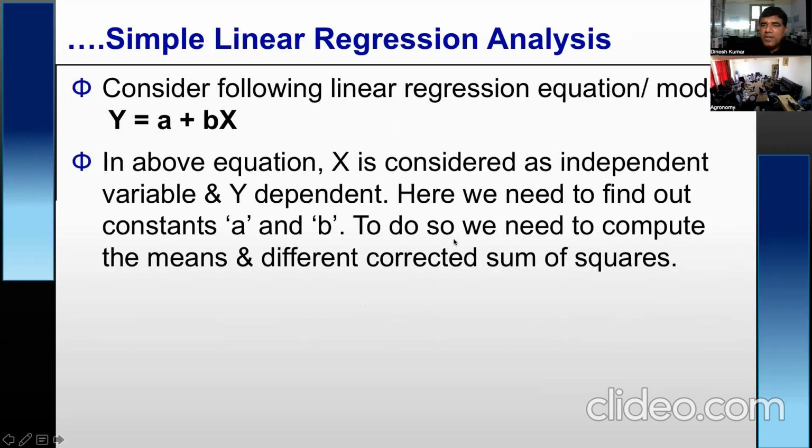Now consider the following linear regression equation or model: Y is equal to A plus Bx. In the equation, X is considered the independent variable and Y the dependent variable. The main thing is that we need to find the values of A and B. If we can find the values of A and B, then we can put these values in the equation. That means we have fitted the line. We have developed the line. This completes your regression analysis.